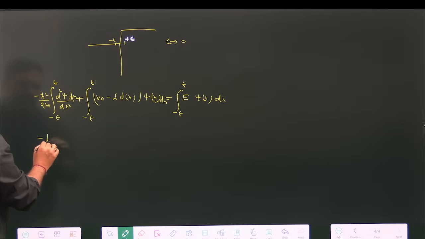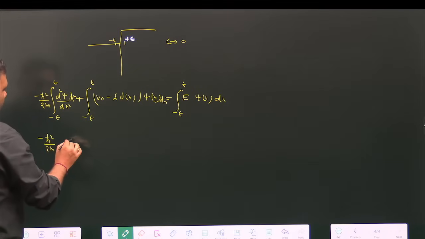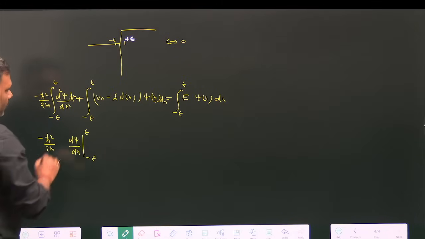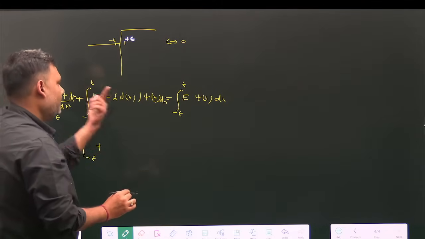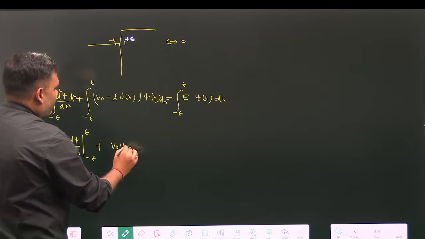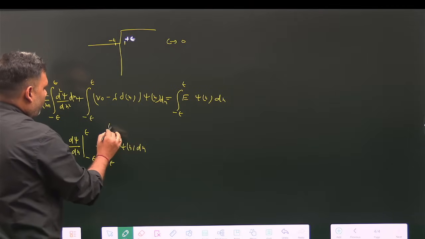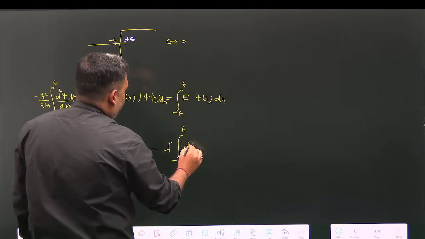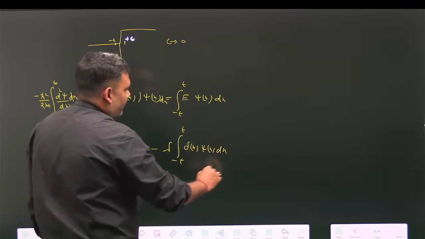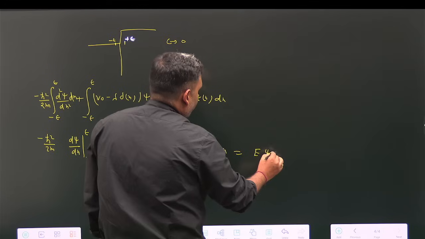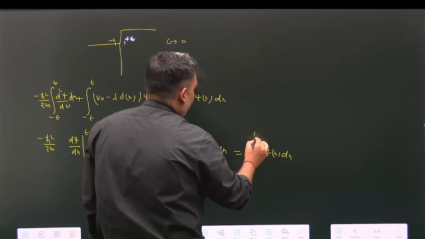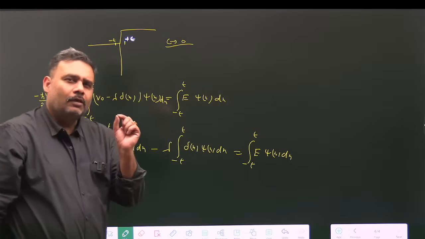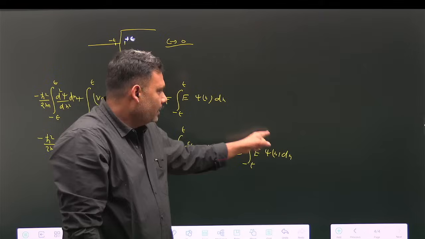This particular term is minus ħ² upon 2m, and this is all about dψ upon dx, and that value is from minus epsilon to plus epsilon, plus V₀ ψ(x) dx from minus epsilon to plus epsilon, minus λ the integral of δ(x) ψ(x) dx, and that value is equal to Eψ(x) dx from minus epsilon to plus epsilon, where epsilon tends to zero. So this value is zero because we are talking about a point, and the area under a point is zero. So why is this value also zero?